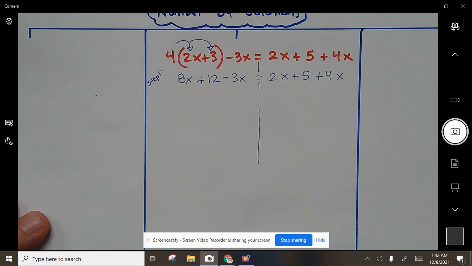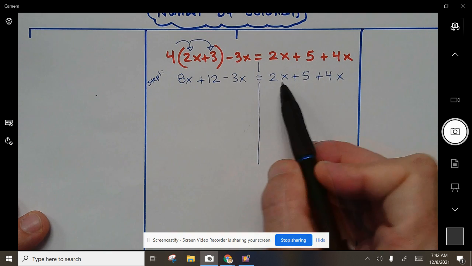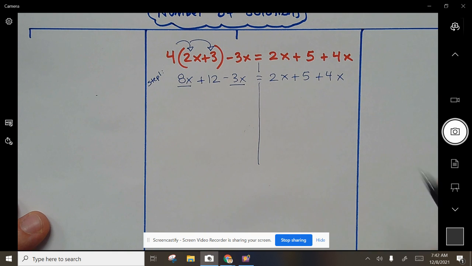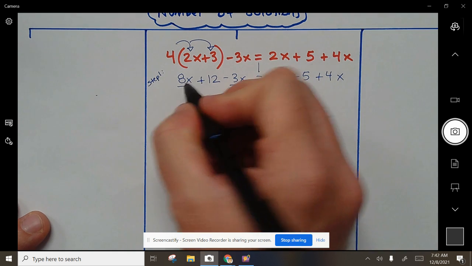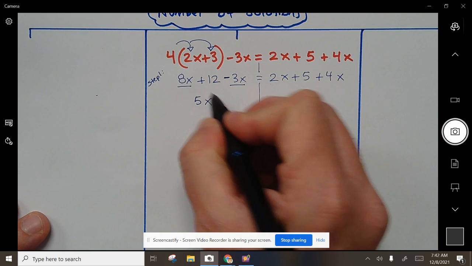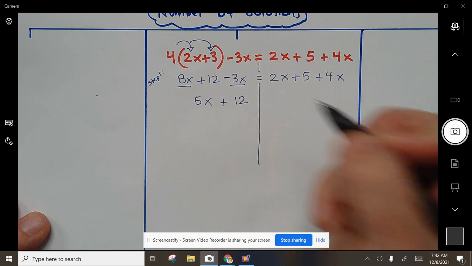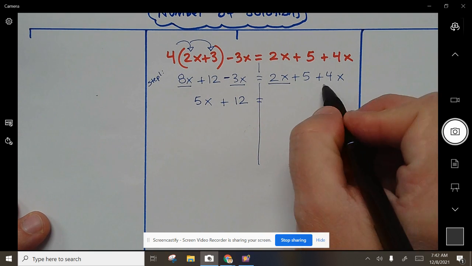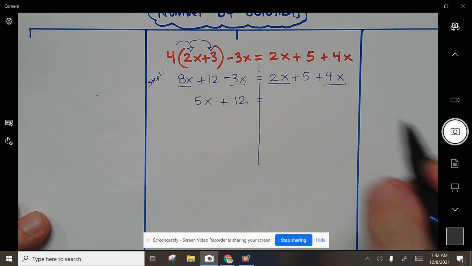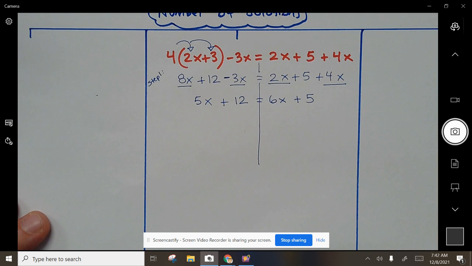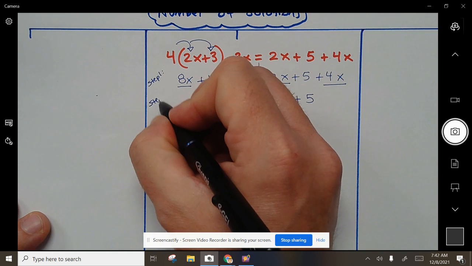Well, I know I need to combine like terms. When I look at this side or this side, and this is old stuff, I'm going to combine like terms. I see those are alike, I'm going to combine those. So 8x and negative 3x, that's going to be 5x, bring down the 12, equals. Then I see these two as well, and I'm going to get 6x plus 5, okay? And that would be step 2.